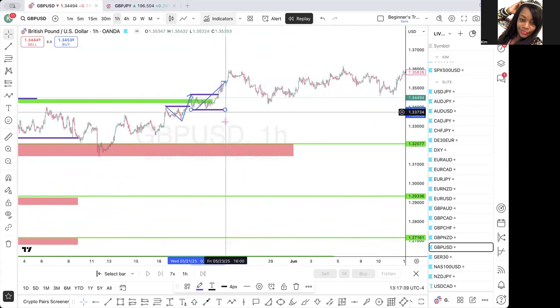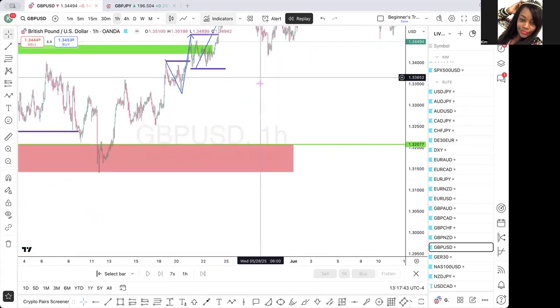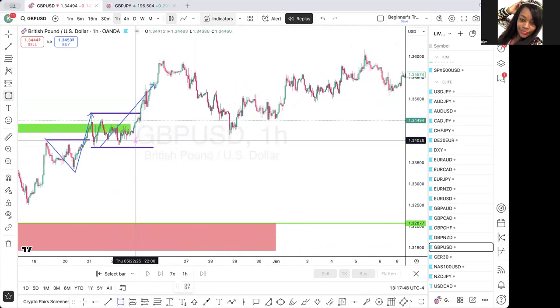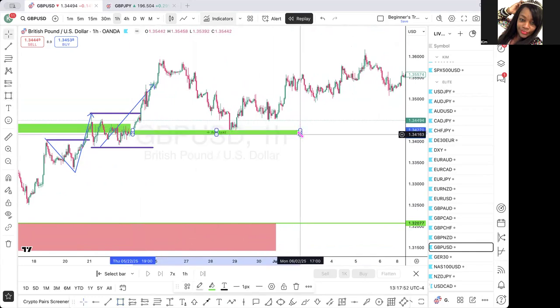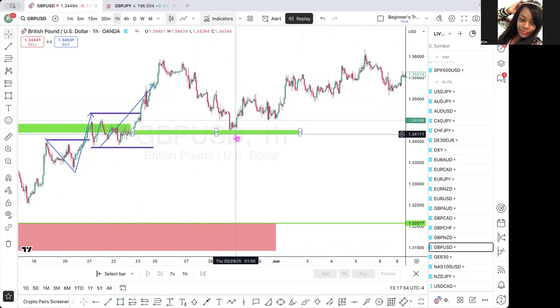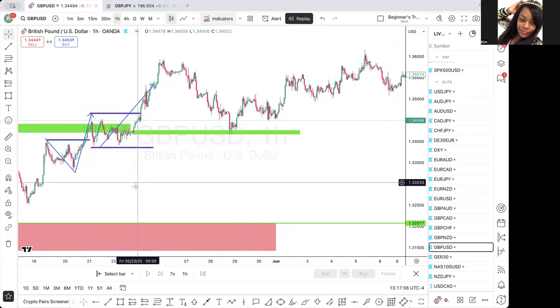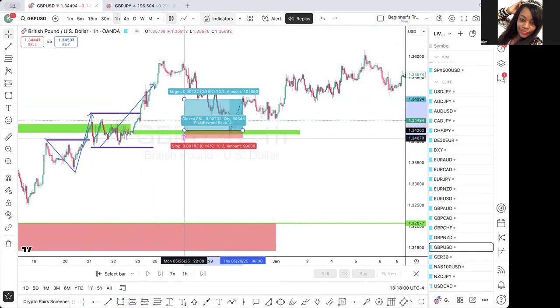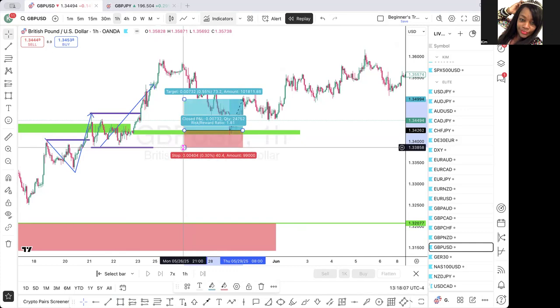So once price broke up here, you're looking for your demand zone. As you can see, there's an imbalance and an order block here. That's where price can react, and then you have to cover your low. Do not put your stop loss below this low, this low, this low. You have to cover that swing low.